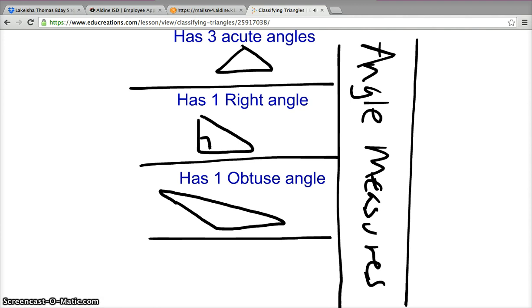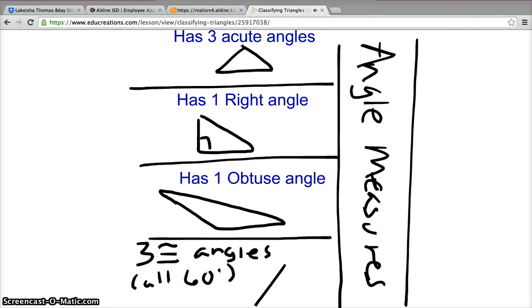The last but not least is equiangular. Equiangular has three congruent angles, and they all are 60 degrees. So it would be an acute triangle, but all of them would be equal. So it would look like that.